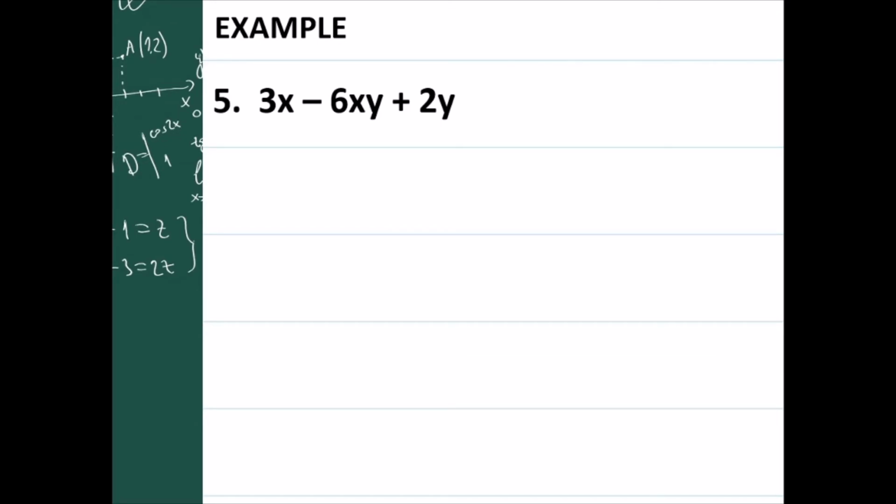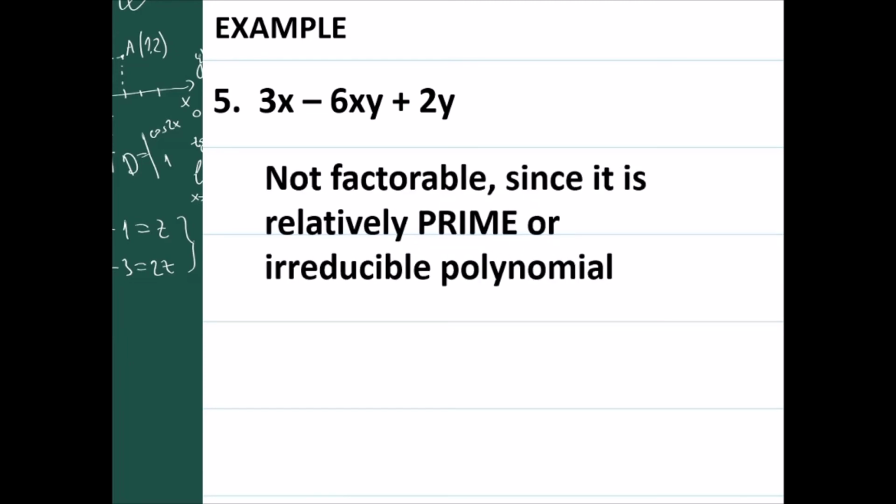Example number 5. Factor 3x minus 6xy plus 2y. What do you think is the GCF? Okay, there is no common factor in 3, 6, and 2, as well as the variables. Therefore, the polynomial is not factorable since it is relatively prime, or an irreducible polynomial.